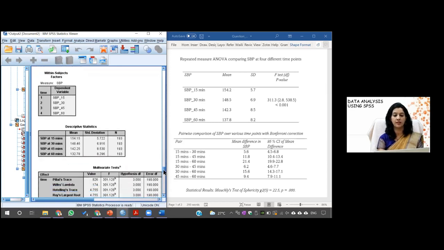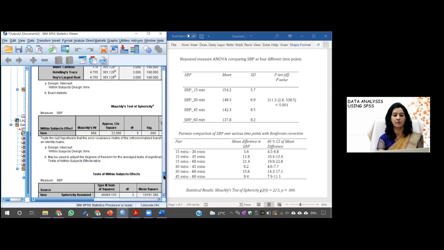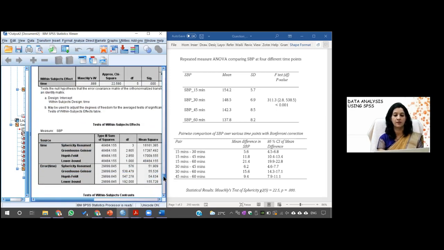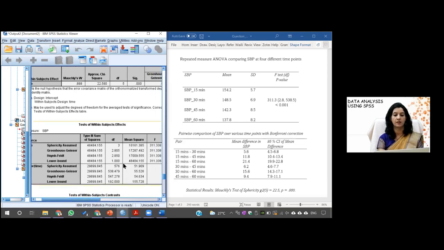I have entered these values with the standard deviation, and I have taken the p-value and the degrees of freedom. You can see I have taken this value because Mauchly's test of sphericity was not met. So I have taken this F of 311, and the degrees of freedom I have taken as 2.8 and 538.5. These two degrees of freedom are those of Greenhouse-Geisser. I have not taken the degrees of freedom of sphericity assumed and its p-value.